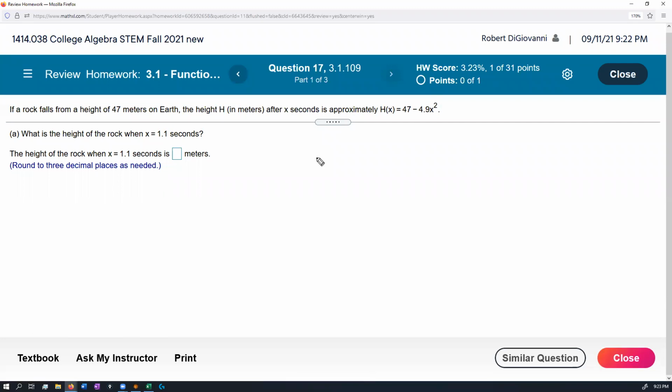Let's see. If a rock falls from a height of 47 meters on Earth, the height in meters after x seconds is approximately given by this function. So they give us this function that tells us how high something is after a certain amount of time has gone by if this rock was falling from 47 meters. It says, what is the height of the rock when x is 1.1 seconds? So here all they want is what happens when you plug in 1.1 for x. So 47 minus 4.9 times 1.1 squared.